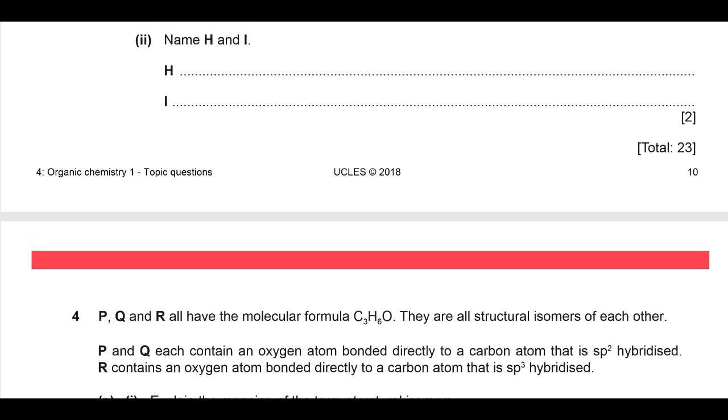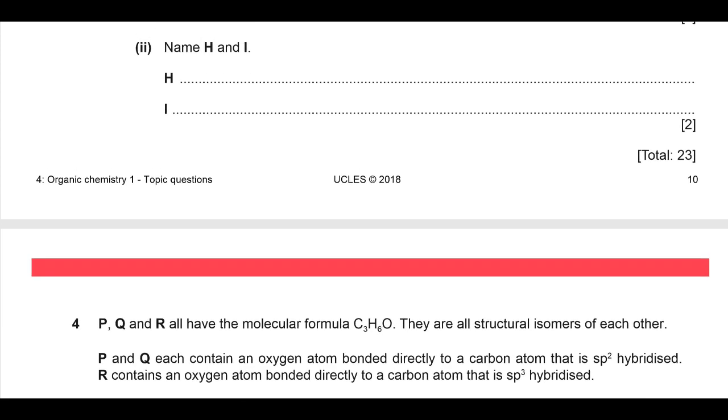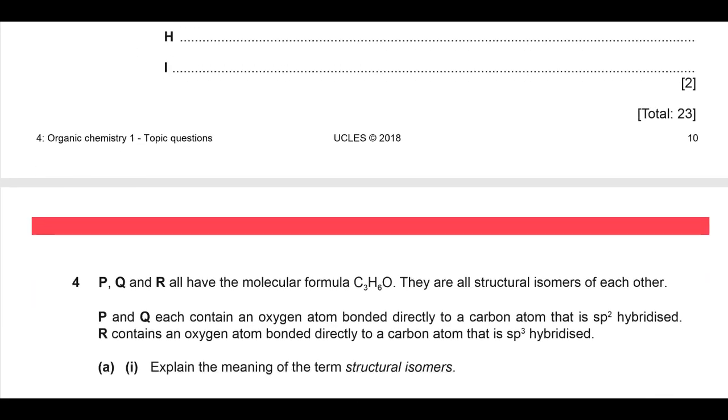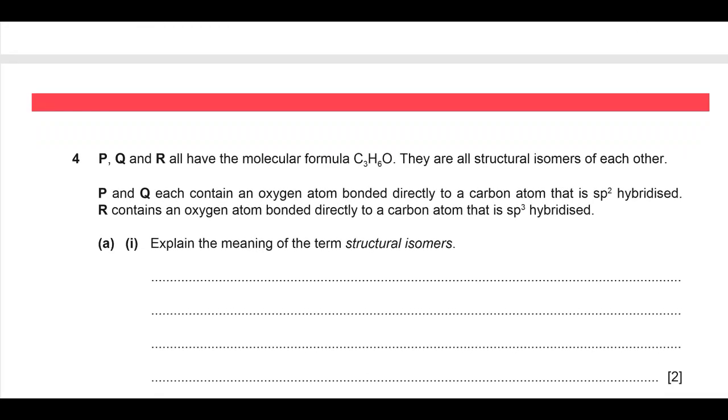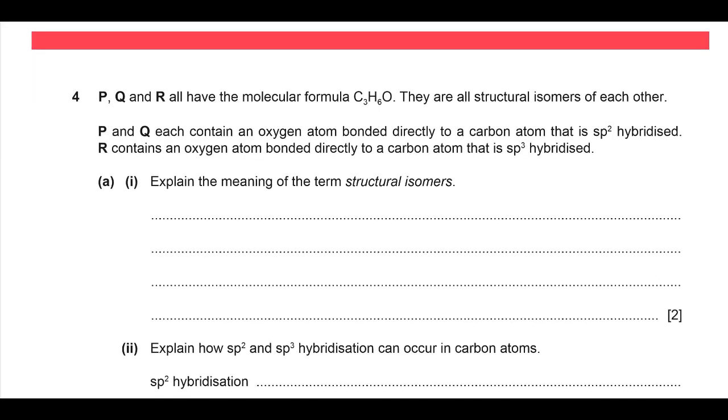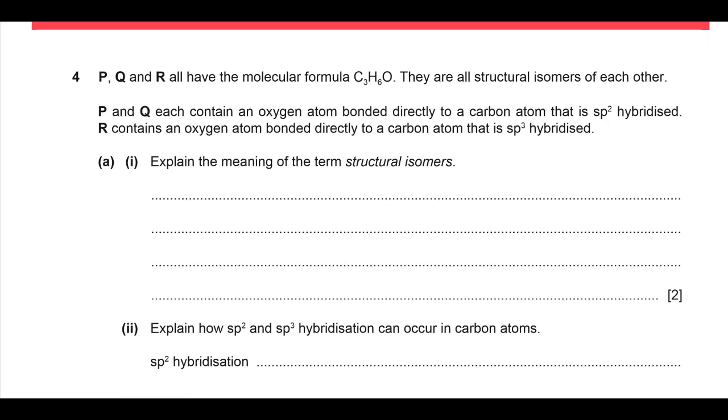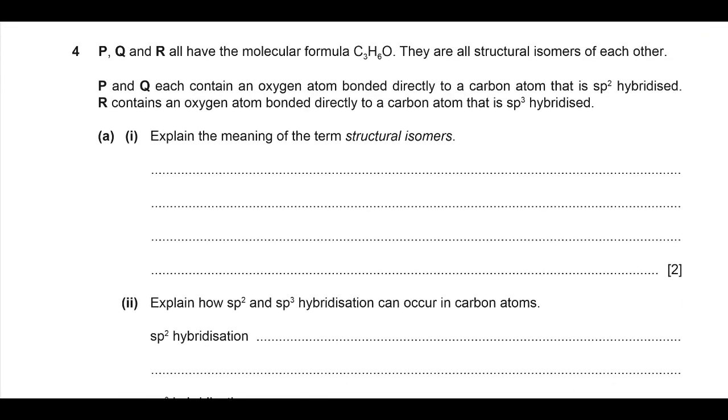We have named these groups H and A, and I told you carboxylic acid and ester. The next question, question 4. P, Q and R all have this molecular formula, C3H6O. They are all structural isomers of each other.